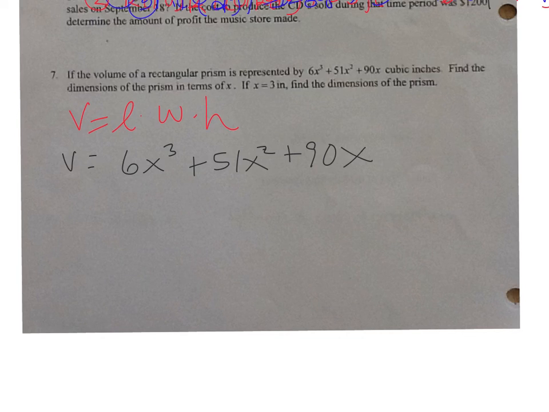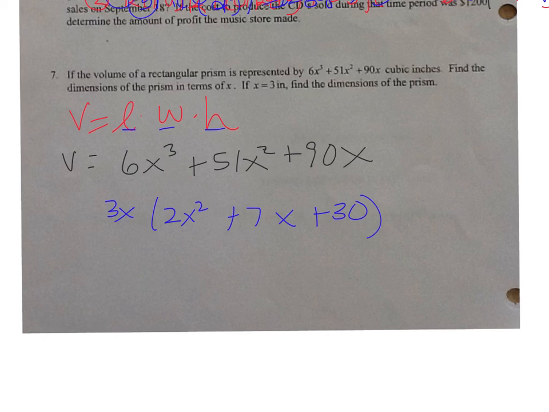All right, so how do I get the length and the width and the height from this polynomial? Well, this is all multiplication, which means these are the factors of this polynomial. So to get the factors, I have to factor this. When I'm done, I should have 3 factors: a length, a width, and a height. I notice there's a GCF, and the GCF is 3x times 2x squared plus 17x plus 30.